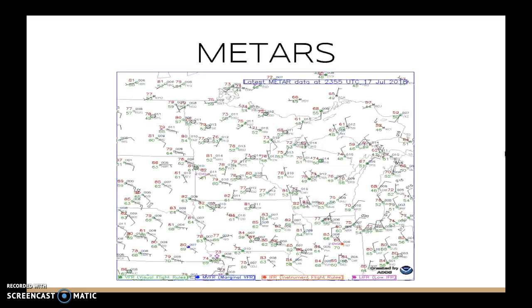Current local weather. These are METARs. They show specific current weather within the hour at many airports in the U.S. The METAR in the very top left corner is indicating a temperature of 81 degrees Fahrenheit and a dew point temperature of 55, with the wind from the west-southwest at 5 knots.